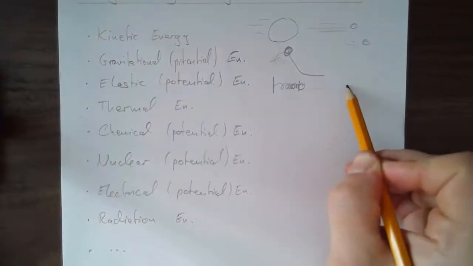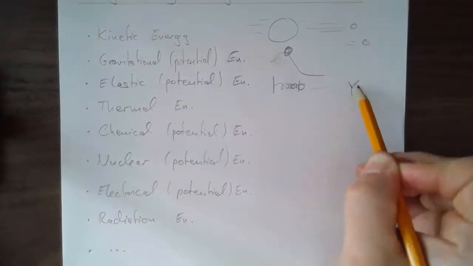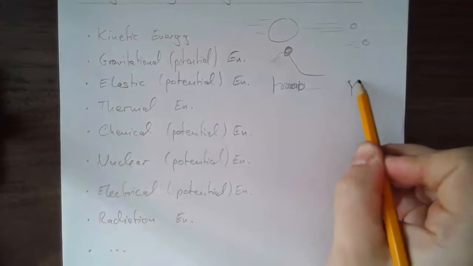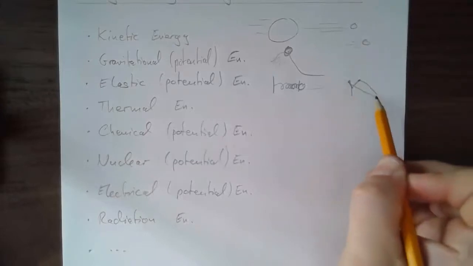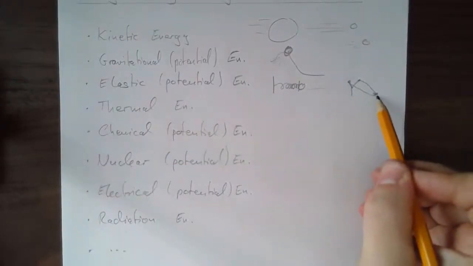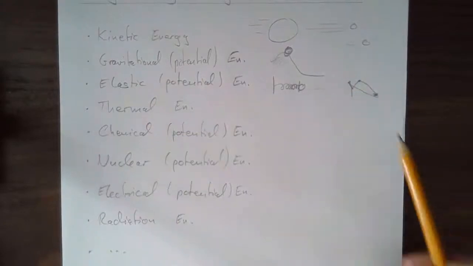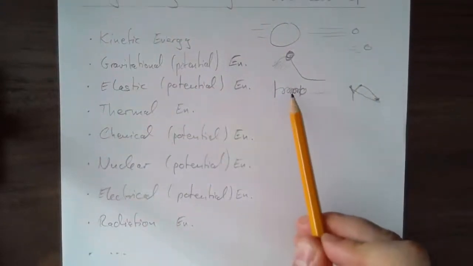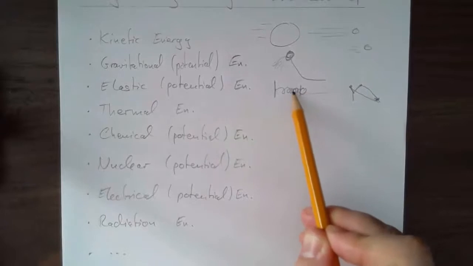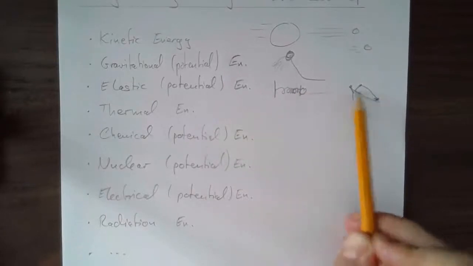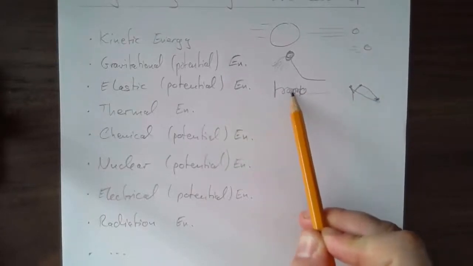Elastic band. I could take an elastic band, maybe one of those Y-shaped slingshots. I attach it, I stretch it, put a ball in here, and I shoot it. In both cases, there's energy stored in the configuration, in the stretched band, in the squished spring.